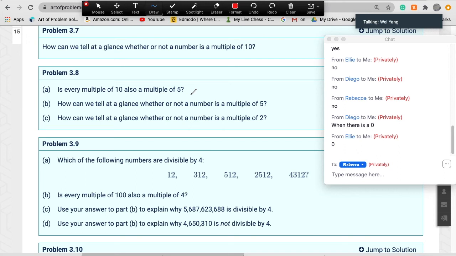Everybody answer this question. Yes. Yes. Which one? 3.8a, this one.